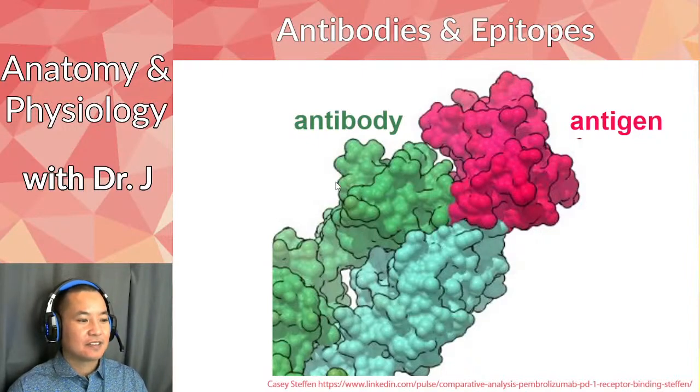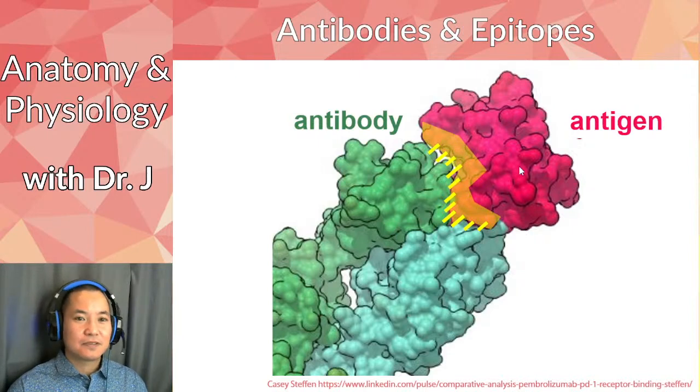Now, what we have here is a close-up of this antigen, something that's foreign to your body and being recognized by an antibody. So it's a foreign antigen being recognized by an antibody. Now, this surface right here is what you call an epitope. So this is a part of an antigen that an antibody recognizes. So it is possible to have multiple epitopes per antigen.